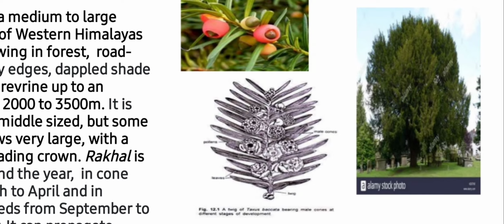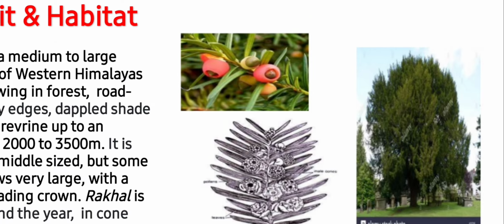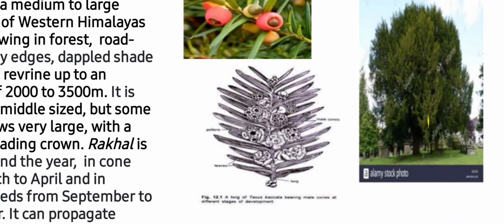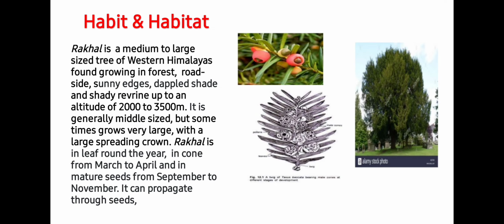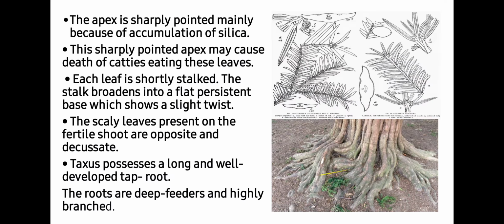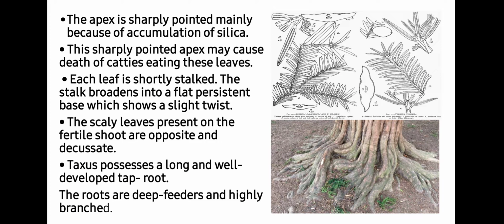Students, here are images of the Taxus contorta. In the first image you can see fruit-like mature seed of the Rakhal. In the second image you can see a branch bearing cones, while the third image represents the habit of the Rakhal or Taxus contorta. Apex of leaf is sharply pointed mainly because of accumulation of silica. This sharply pointed apex may cause death of the cattle eating these leaves.